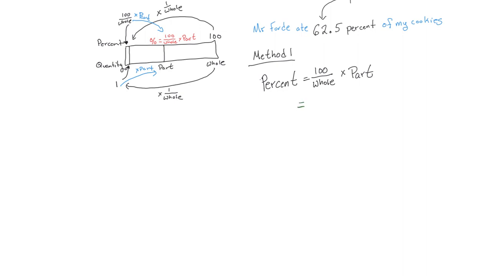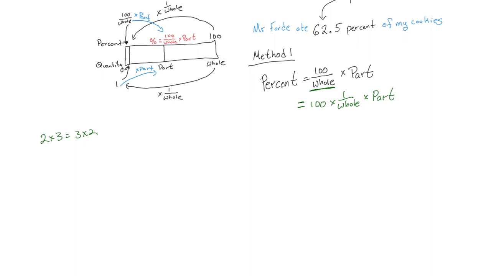Now to find the second method, what I'm actually going to do is I'm just going to rearrange this. So if we think about, remember that we said when we divide by a number, it's the same thing as multiplying it by 1 over that number. So if I look at this part right here, I can rewrite this as 100 times 1 over the whole times the part. Now we know that with multiplication, it has a commutative property, which means that I can move the parts around, right? We know that if I have 2 times 3, that's the same thing as 3 times 2.